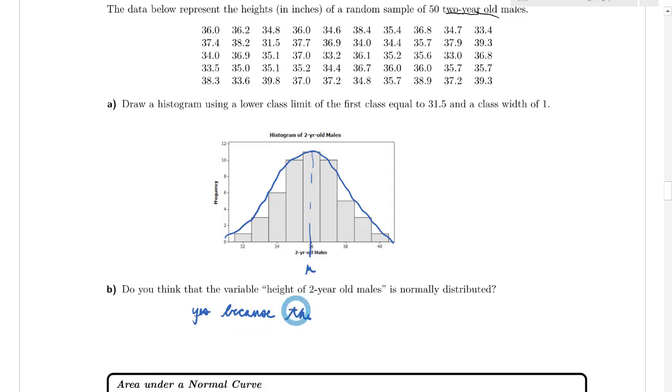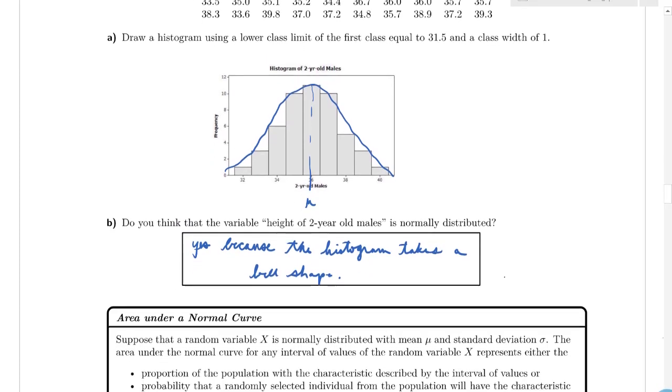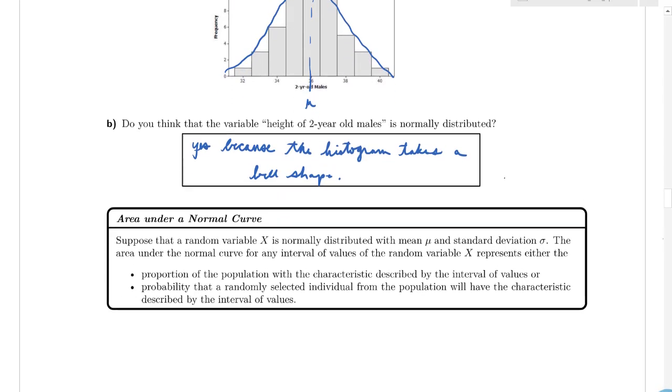the histogram takes a bell shape. Just commenting on the skewness. Okay, so if it's not given to us as normal, if it's raw data, we put it in our calculator or something, look at the histogram and verify it takes that bell shape.